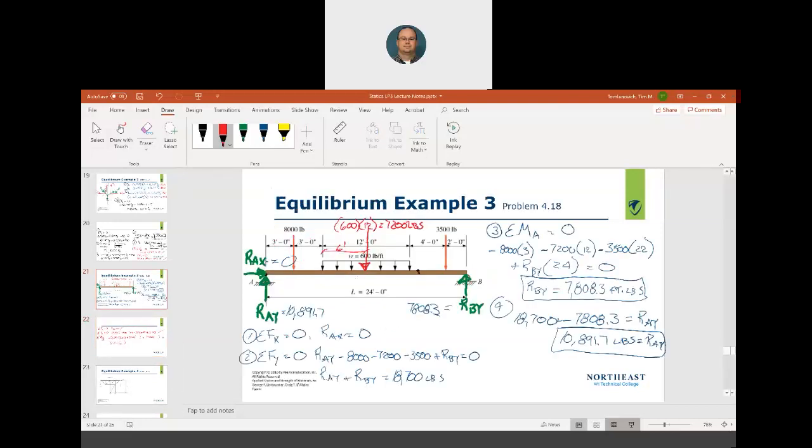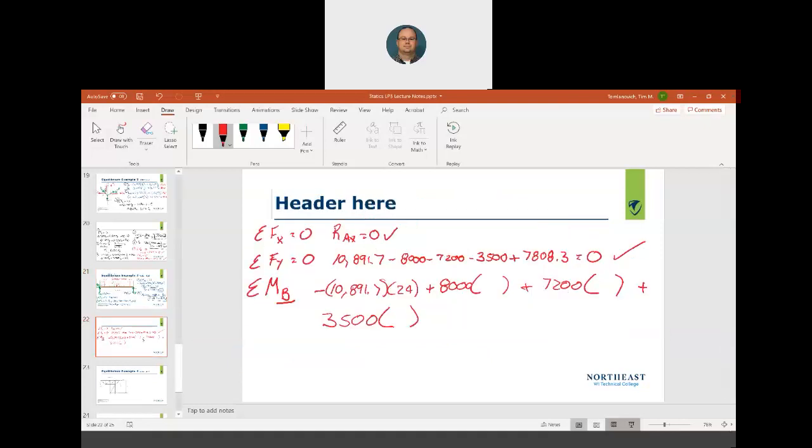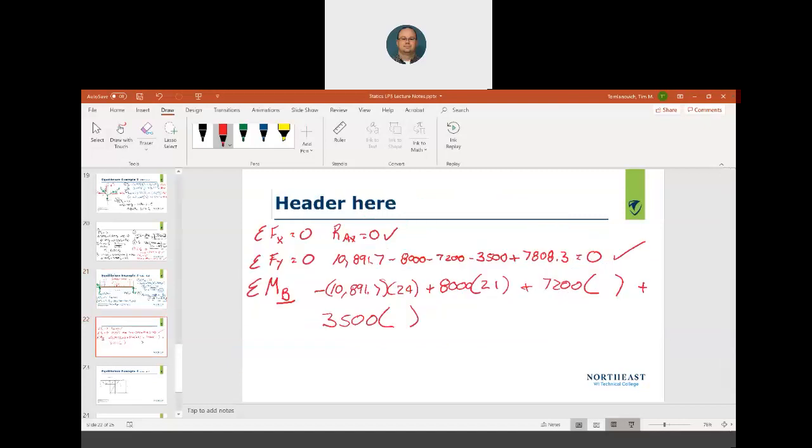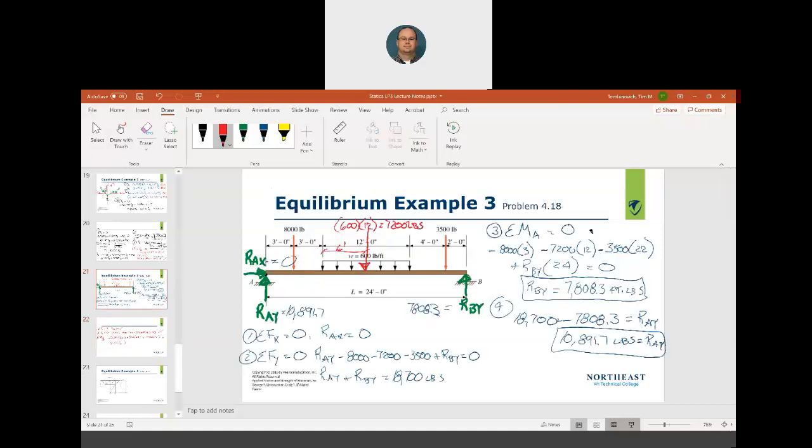All right, the 8,000 at point B. So we have 3 plus 12 is 15, plus 4 is 19, plus 2 is 21 feet. So this is 21 feet. The 7,200 pound, remember, it's the point load, so it's 6 feet from here to here, because it's in the middle. So 6 plus 4 is 10, plus 2 is 12. So I got 12. And then the 3,500 is 2.